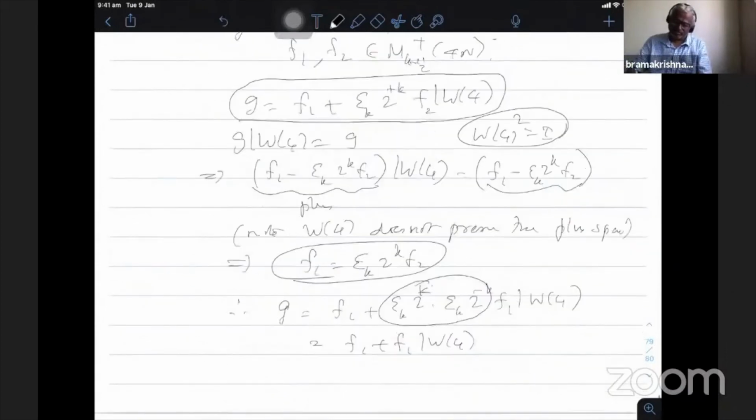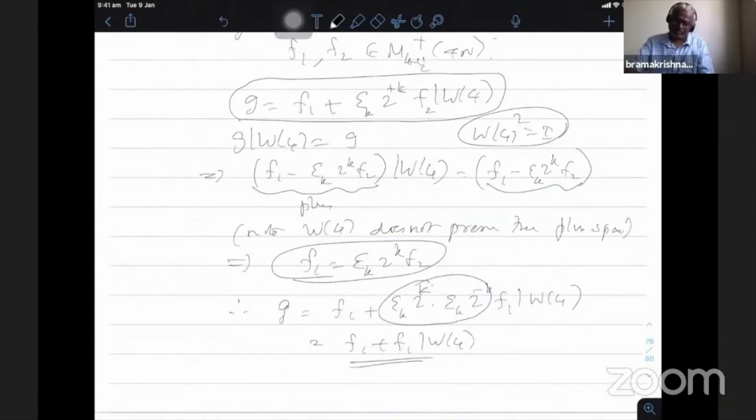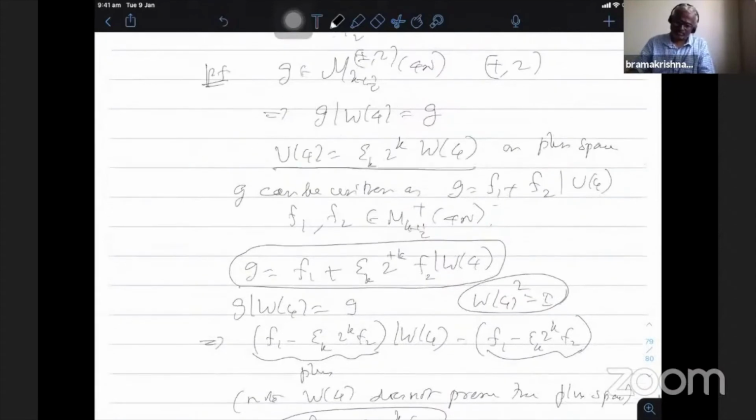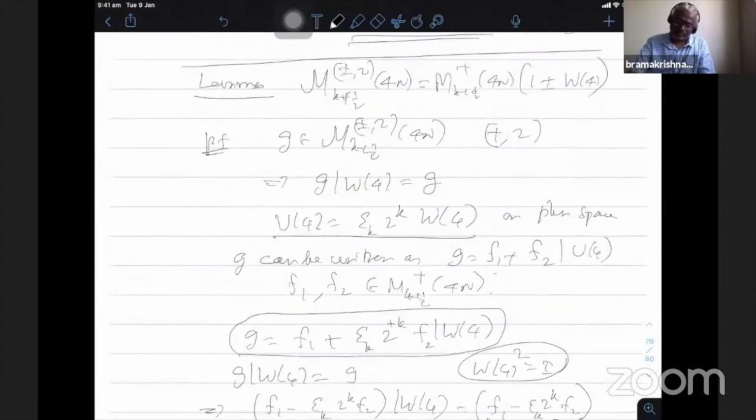The same function. So one way inclusion is obvious. That's what we have done. Sorry, one way inclusion we have proved. The other way is obvious. You take any form here. If I take f plus minus f bar W4, it is an eigenfunction of W4 with eigenvalue plus minus 1.